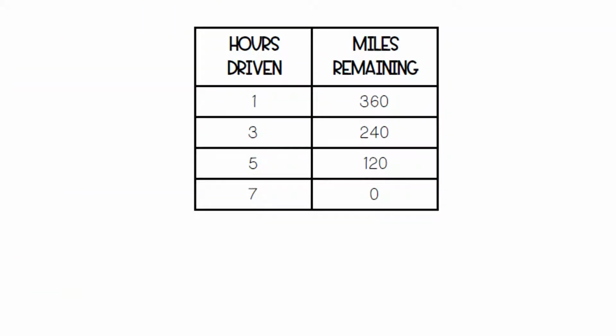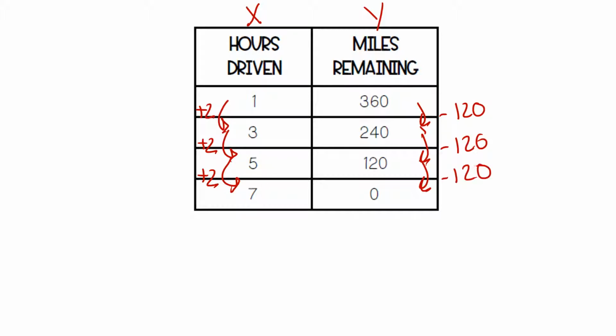For this problem, we're talking about hours driven and miles remaining. We can go ahead and label hours as x and miles as y. We start by counting and seeing what we're changing by. 1 plus 2 is 3, 3 plus 2 is 5, 5 plus 2 is 7. On the opposite side, we can count, and going from 360 to 240 is going down 120. We're going down 120 each time.